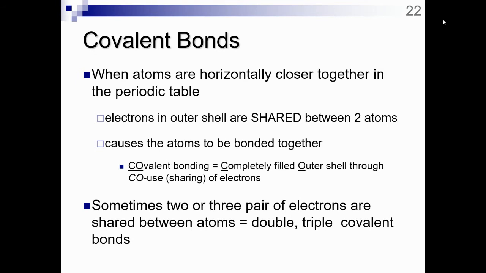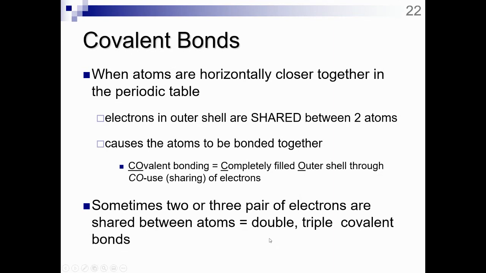So those atoms are going to spend part of their time around one of the atoms. The electrons are going to spend part of their time around one atom and part around the other. So electrons in the outer shell are shared between the two different atoms when we have covalent bonds. So I always think of we're cooperating to completely fill our outer shell. So we're going to share electrons.